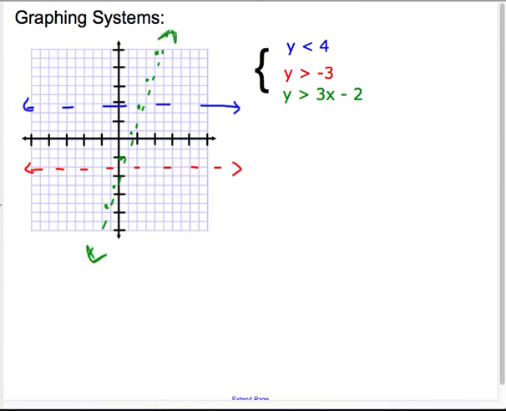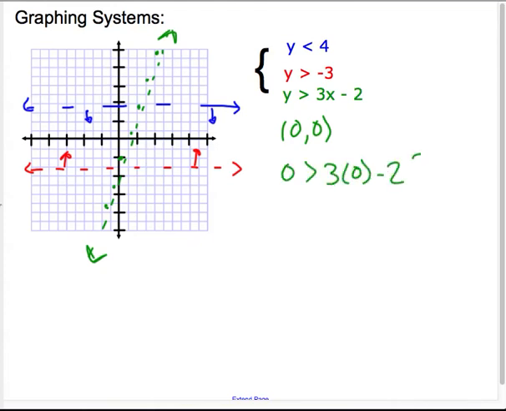So for the shading, remember with systems of inequalities, there's a solution area that's shaded. Y is less than 4 line. Y is greater than negative 3 would be shaded above the red line. And it's hard to tell with a line that has a slope other than 1 or 0 which side to shade on. So one thing to do is to check a point. So in this case we could check the origin, 0, 0.